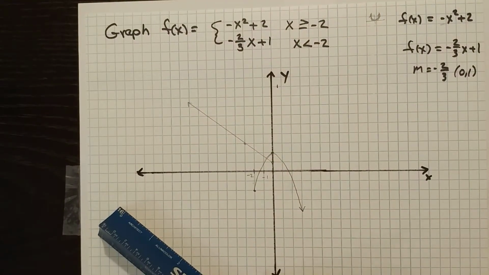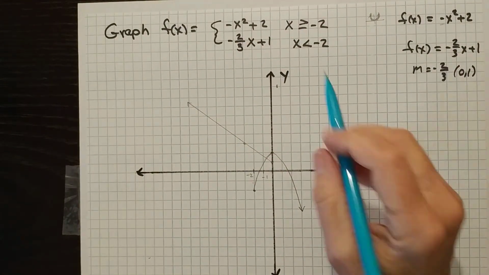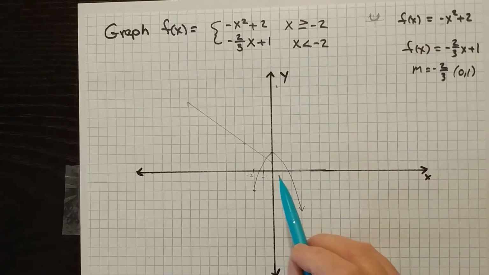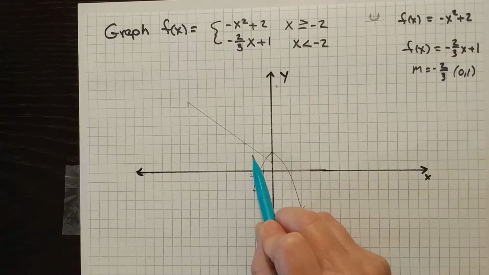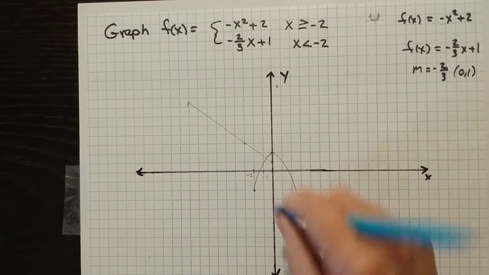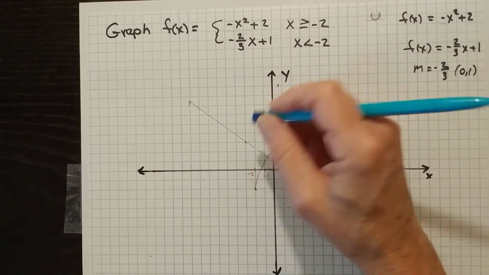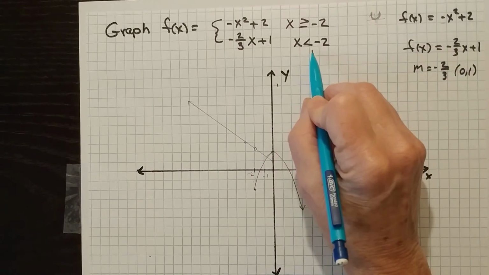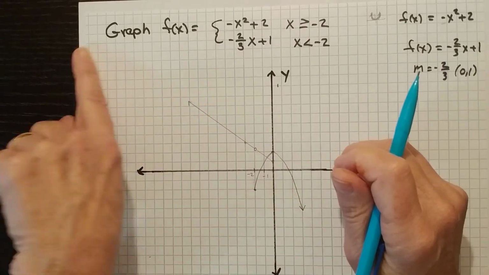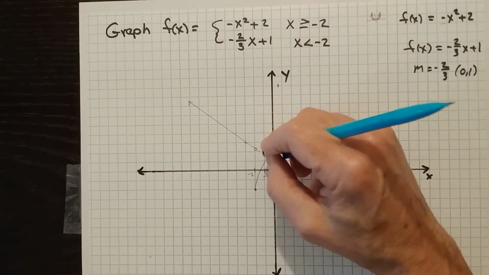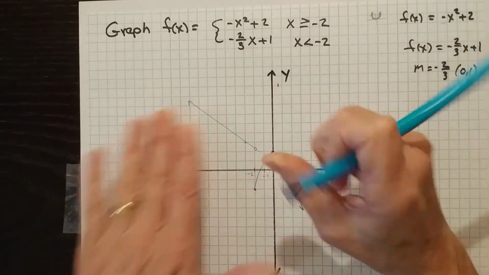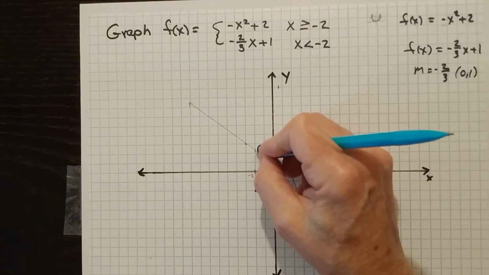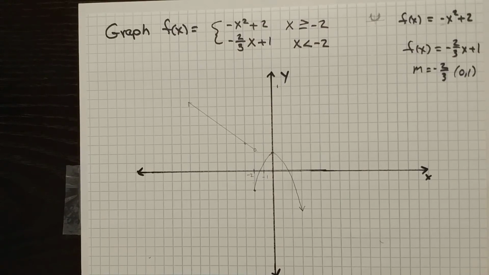Now, where does this belong? That's the question. This belongs for values of x that are to the left of negative 2. So I go here to negative 2, go up to where this line meets, and I know that at that point I have an open circle because it's not defined there, and I know it only belongs for values to the left of that. That means I'm going to erase the rest of this line, and this is what this particular piecewise function should look like.